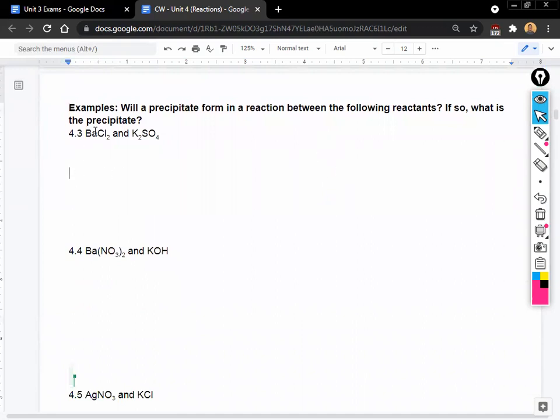So BaCl2 and K2SO4. What we're going to do is try to figure out, is it going to form a precipitate? Basically, is it going to form something that's solid or insoluble? Okay, so what we're going to do first is write the reactants. So just make sure you guys are following along. I'm going to write BaCl2, and this is aqueous. Everything here is going to be aqueous, plus K2SO4. And make sure you label them as aqueous.